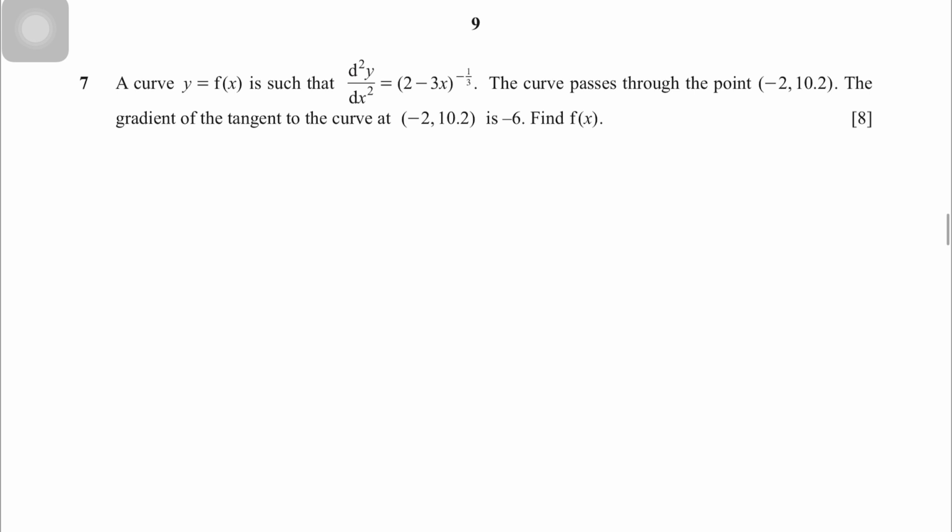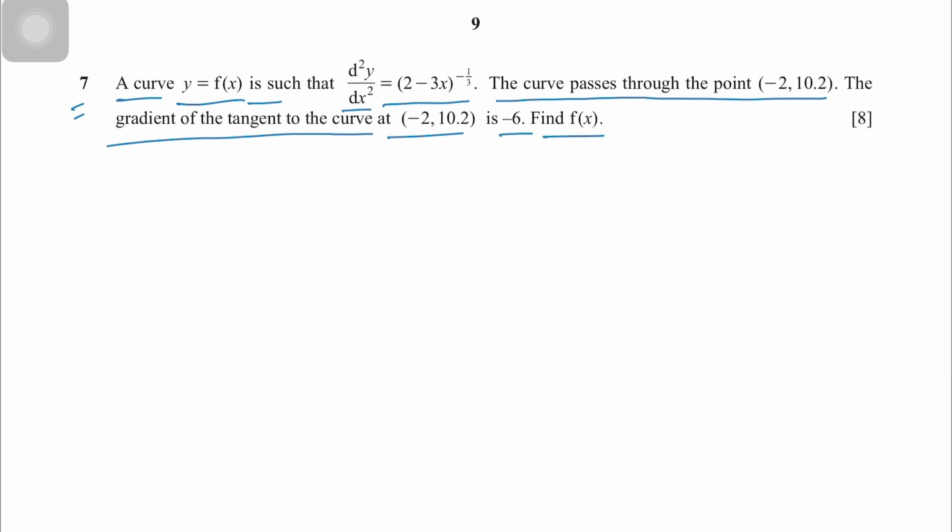Now moving on to question 7. We have a curve y equals f of x such that d square y by dx square equals this. The curve passes through the point this. The gradient is given and we need to find the original equation. We are given d square y by dx squared, which is given as (2 minus 3x) power negative 1 over 3. We need to integrate it to further solve it.